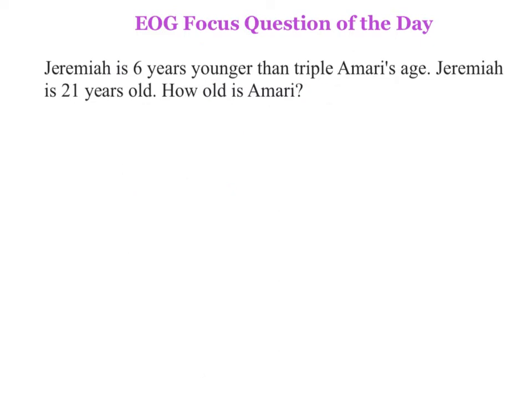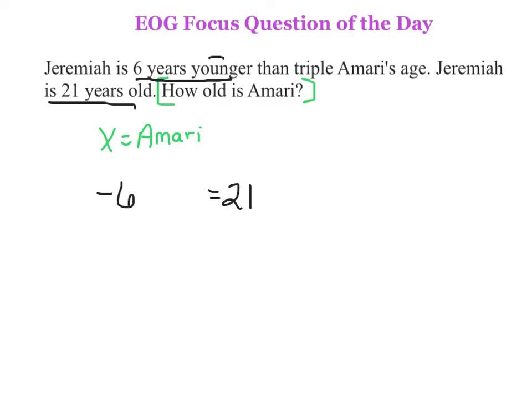Here's our last practice with the EOG focus question of the day. Solve this problem on your own. Alright, so I'm looking for how old Amari is. So that's going to be my variable. What doesn't change is Jeremiah's age. Jeremiah is 21. That's the total. But we know that's his total age, and we know that is 6 years younger. So if he's younger, that means subtraction or a negative.